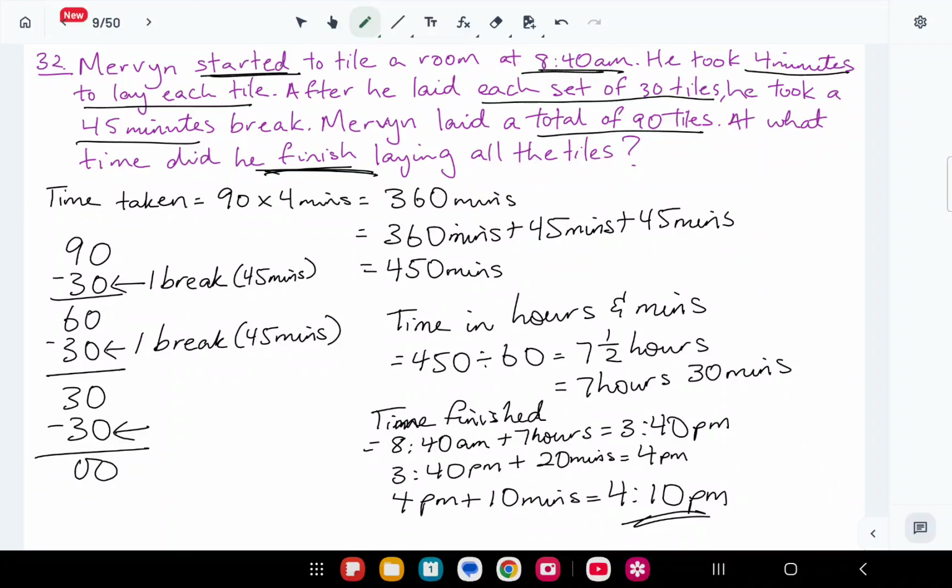So what we did first was calculate the total length of time taken. That would be the 90 tiles by 4 minutes per tile. That's 360. Then we had to factor in the 2 breaks that he took in between laying these 90 tiles, which is 45 minutes each, which would give you 90. That's 450 minutes in total that he took, including the break and everything. We converted that 450 minutes into hours and minutes, and we got 7 hours and 30 minutes, so 7.5 hours. And we added that to the time we started, which is 8:40. So 8:40 add 7 hours is 3:40 p.m. 3:40 p.m. plus 30 minutes is 4:10 p.m. So good.